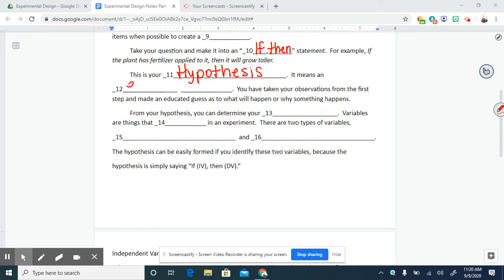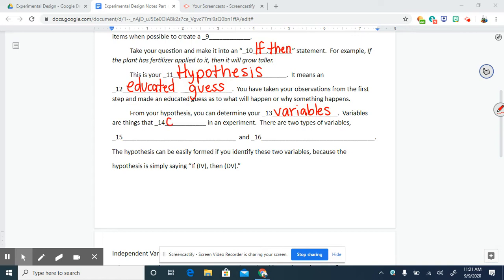A hypothesis is an educated guess. It's a smart guess. You're taking what you know already about the world, what you know about the object, what you learned from your research, and you're making an educated guess as to what will happen when you begin your experiment. From your hypothesis, you can determine your variables.